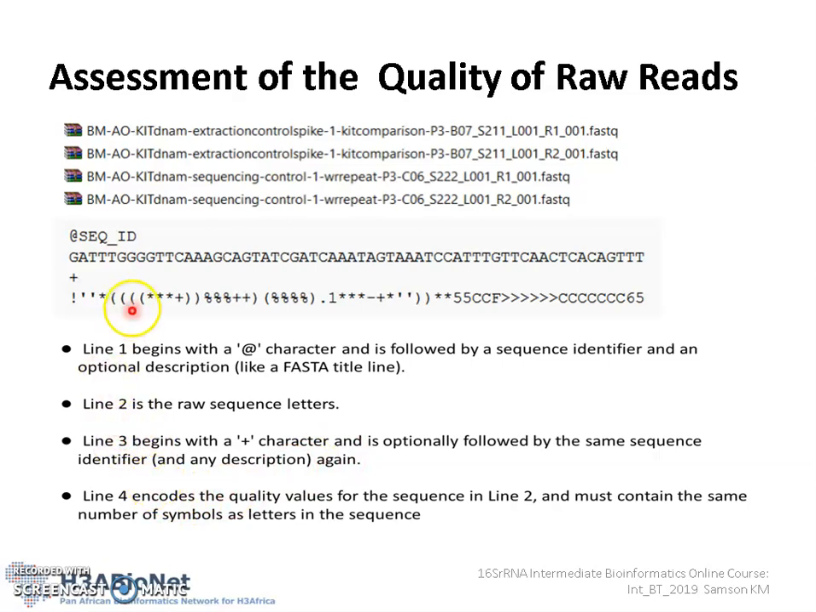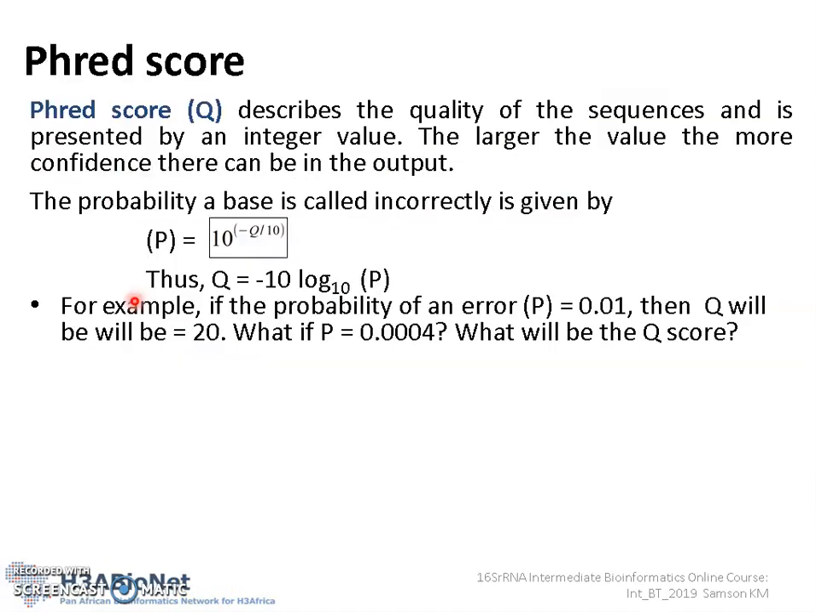And the fourth line, most importantly, is the quality score of each of those nucleotides in the second line. It must contain the same number of symbols as the letters in the sequence, because each nucleotide in line number 2 has its own quality score, which should be reflected in the fourth line.